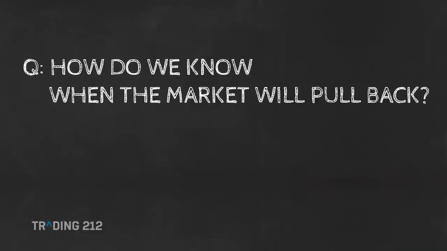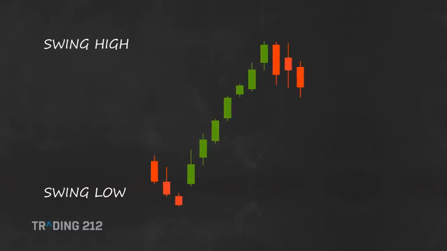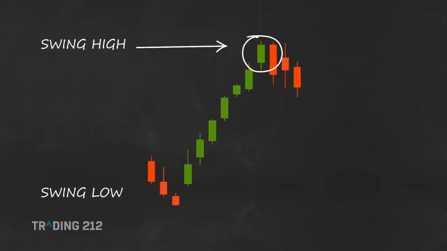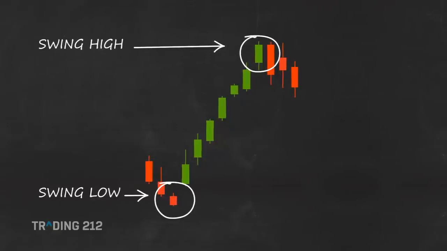However, how do we know when the market will pull back? This is where Fibonacci retracements come in. In order to apply Fibonacci retracement levels to your chart, you need to identify the swing high and the swing low points of a trend. A swing high is identified as the highest point displayed on a given time period. A swing low is created when a low is lower than any other point over a given time period.